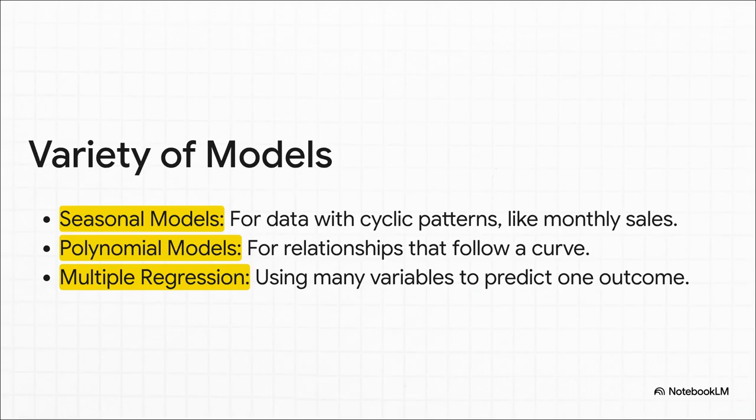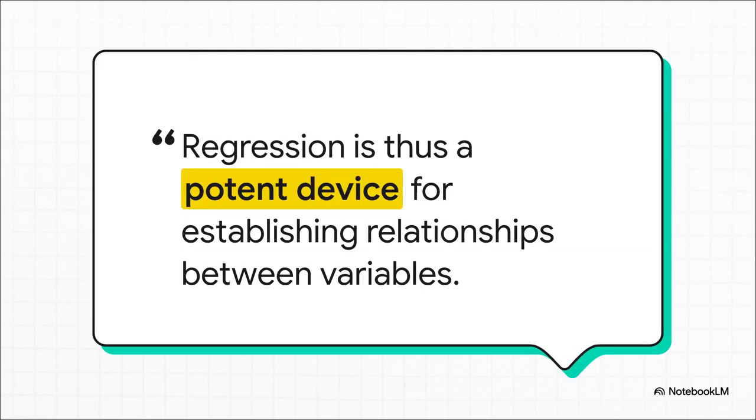And what if you want to get really sophisticated and predict sales using not just time, but also how much you spend on ads and what your competitors are doing? That's called multiple regression, and you can absolutely do that. The possibilities are huge. Ultimately, it all boils down to this one powerful idea. Regression is such a potent tool because it gives us a structured, logical way to find those hidden connections in our data and then, more importantly, use them to make much smarter decisions.